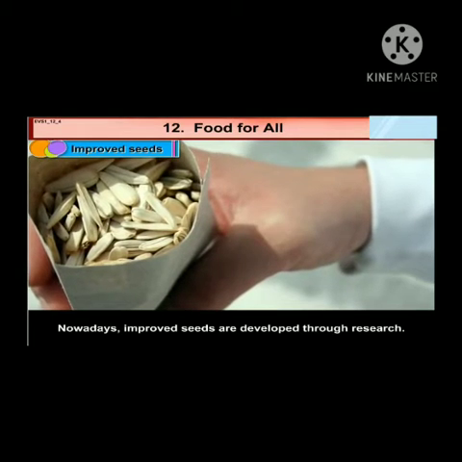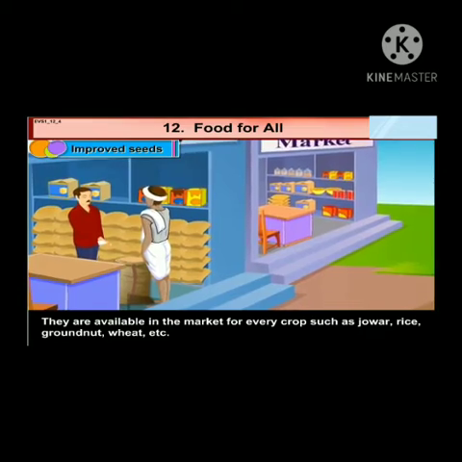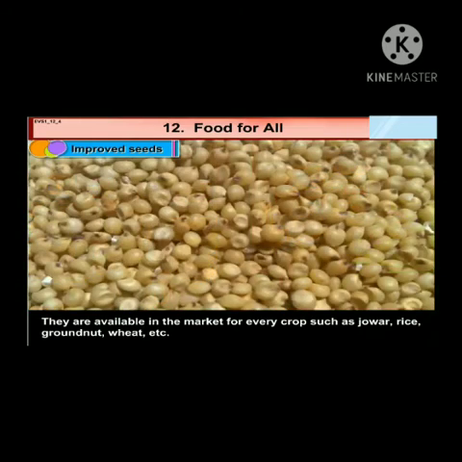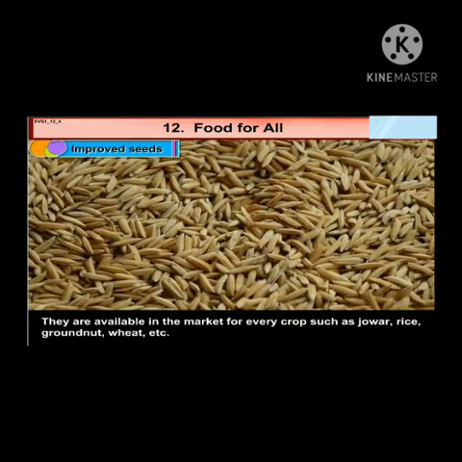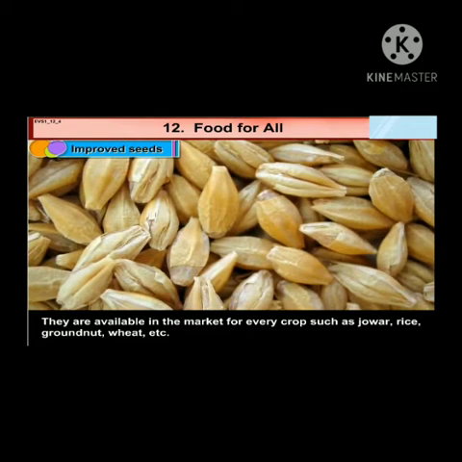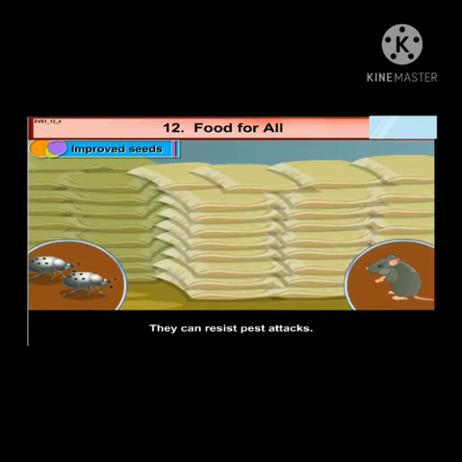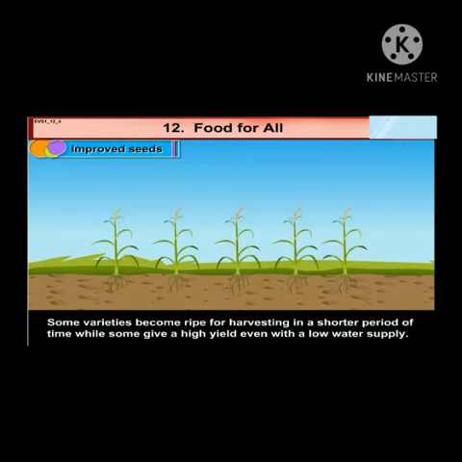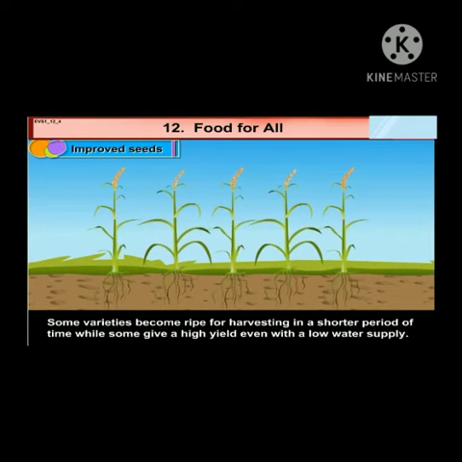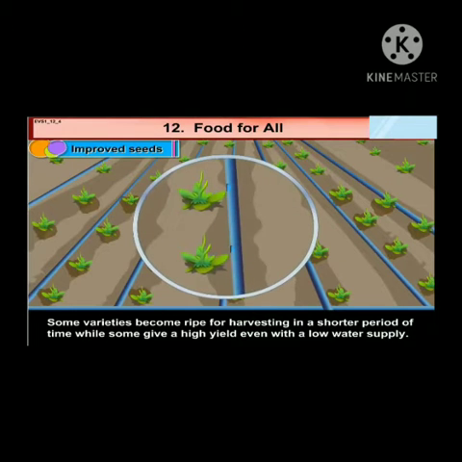Nowadays, improved seeds are developed through research. They are available in the market for every crop such as jowar, rice, groundnut, wheat, etc. These have a higher yield. They can resist pest attacks. Some varieties become ripe for harvesting in a shorter period of time, while some give a high yield even with a low water supply.